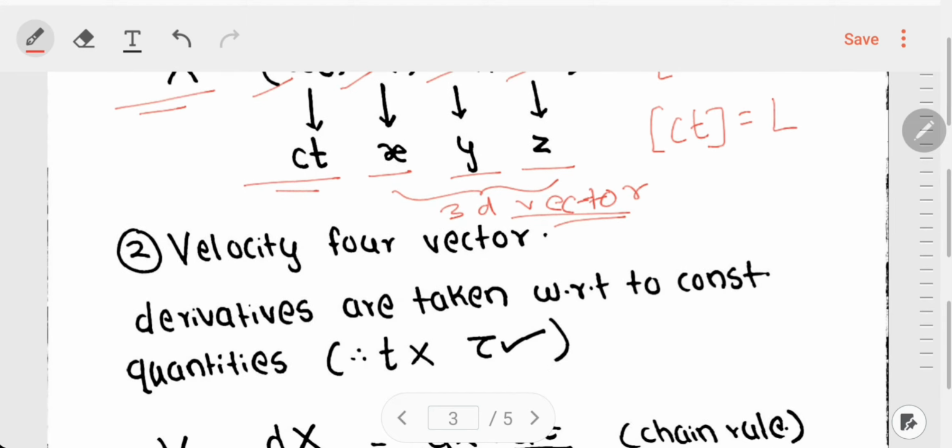Now moving towards the velocity 4 vector. In mechanics, to find the velocity, we just differentiate with respect to time. But in Newtonian mechanics, time is an invariant quantity, and therefore we can differentiate with respect to it, because we always differentiate with respect to a quantity that is invariant. Okay, that's the basic rule. That is, the derivatives are taken with respect to a constant quantity.